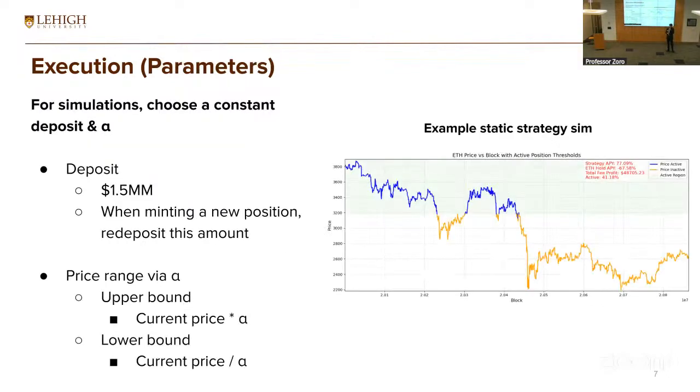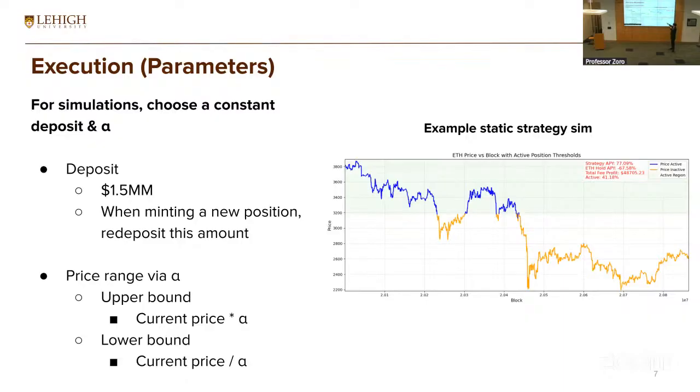In terms of actual execution for the simulation, from this point forward, we're going to assume a constant deposit and a constant alpha. Alpha is how we derive our price range. So if I have a 1.3 alpha, I'm depositing my liquidity 30% above and 30% below the current price. And when I say a constant deposit, if I am depositing multiple times over our simulation window, say I deposit $1.5 million, and at the end of the first deposit it's now worth $1.3 million, I'll deposit another $200,000 to get back up to that initial $1.5 million deposit.